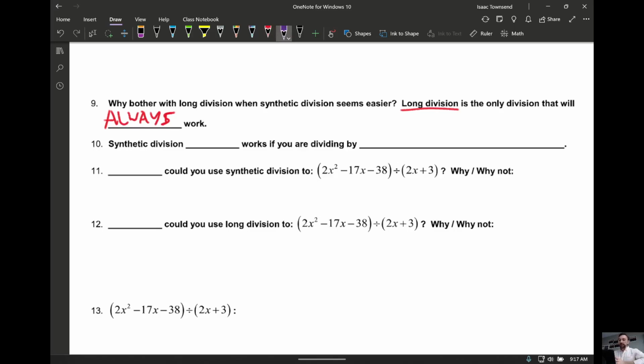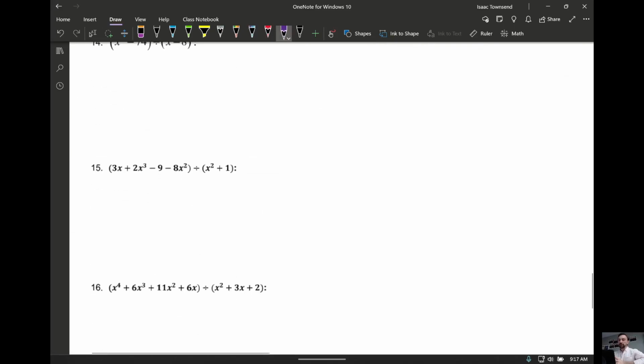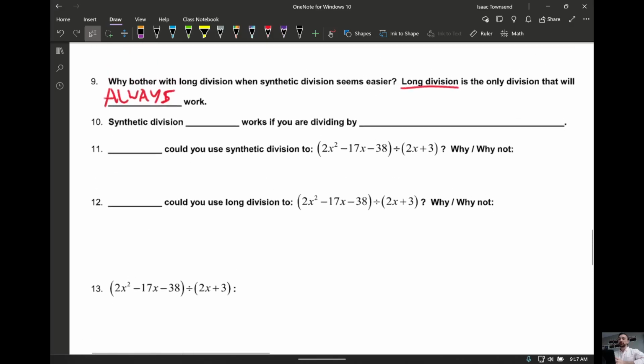So on the rest of this page, unlike the other pages, numbers 13, 14, 15, and 16, it doesn't say you have to do both methods. You can do whichever method you want, but you have to make sure that synthetic division is going to work. And synthetic division only works if you divide by 1x to the first plus a number or minus a number. It has to be in this setup: x plus 3, x minus 7, anything like that.